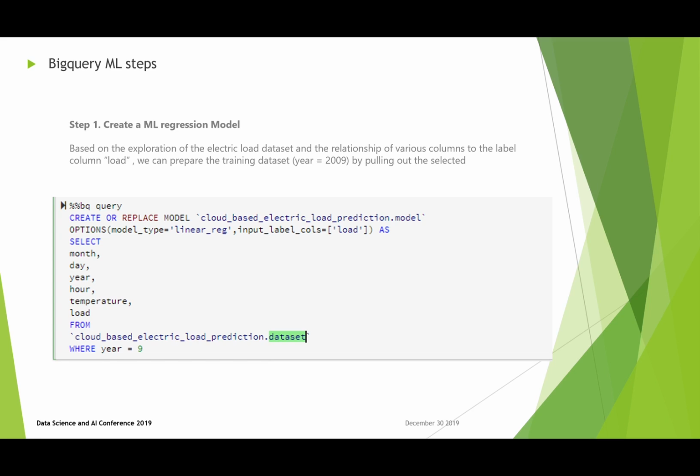Then we are going to introduce the three main steps of BigQuery machine learning for electric load prediction. The first step is to create a machine learning regression model. We are going to run the query that contains the create model statement to train the model using the data retrieved by your query select statement.